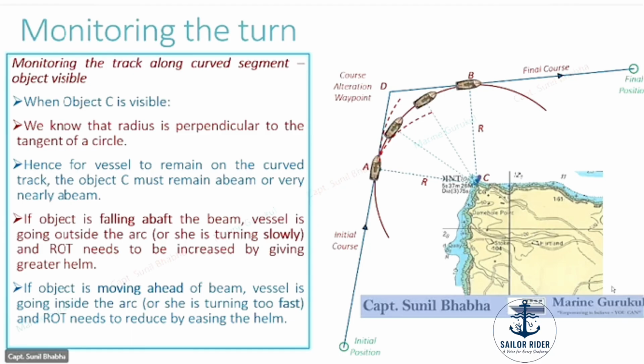So, sir, can we mark A as a wheel over point in this case? No, beta, no. Wheel over point will come before A, a certain distance before A. After monitoring, I will show you the wheel over point also. Okay, great. Let's see a different scenario now.